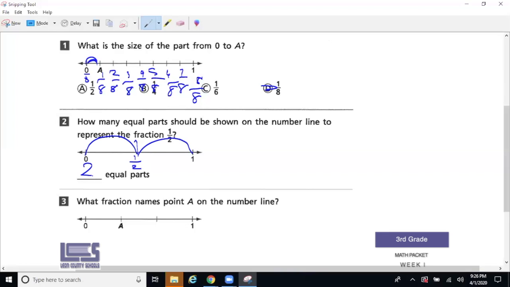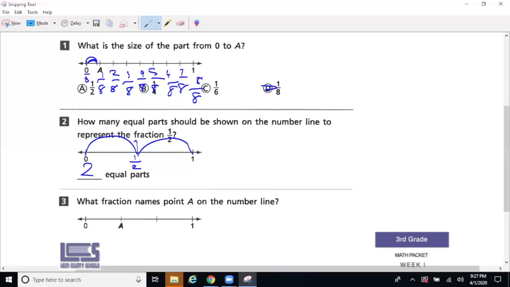We're going to use this same information and tackle problem number 3. What fraction names point A on the number line? So what we're going to do first is see how many equal-sized parts there are between 0 and 1. So count with me. We have 1, 2, 3. This information allows me to know that we have a number line that is split into thirds.